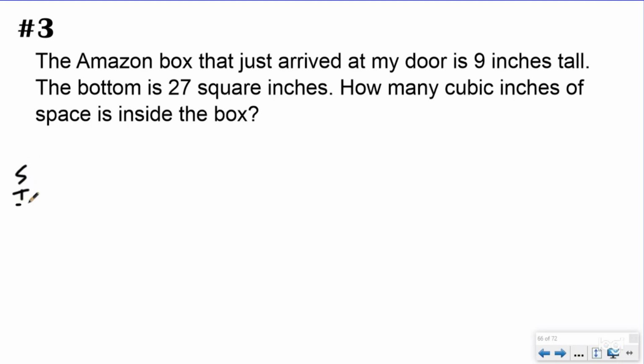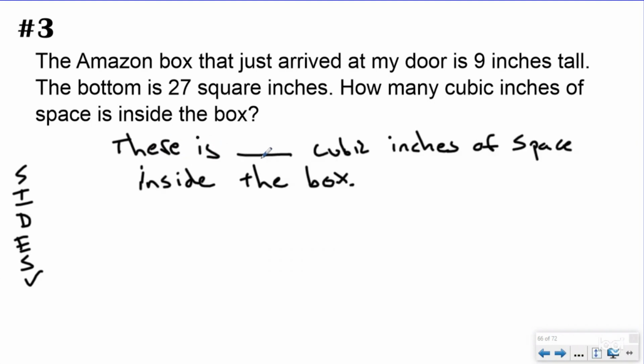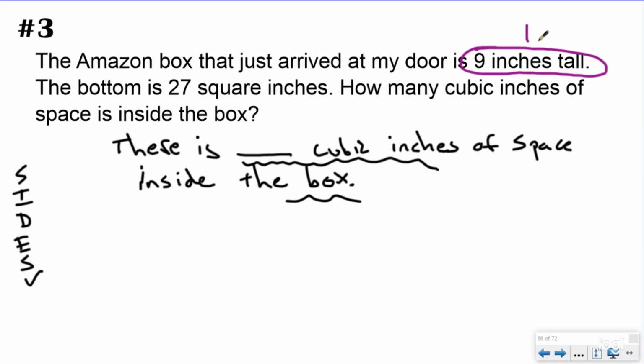So I love to do my sides check strategy. I'm going to write it over here. My statement is going to say there is blank cubic inches of space inside the box. So when I go back, I want to look for anything about cubic inches, and anything about the box. It says the box was 9 inches tall, so that's going to be my height. I'm going to label that with an H.